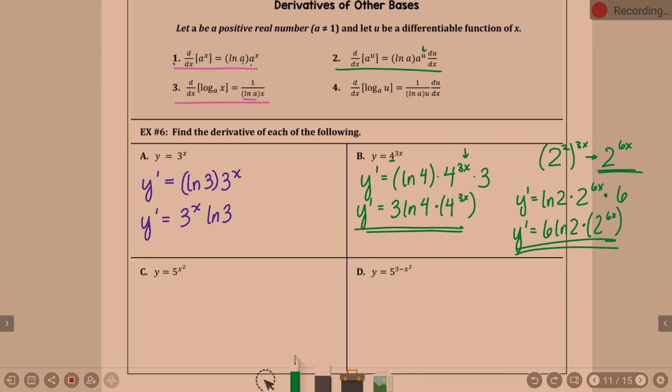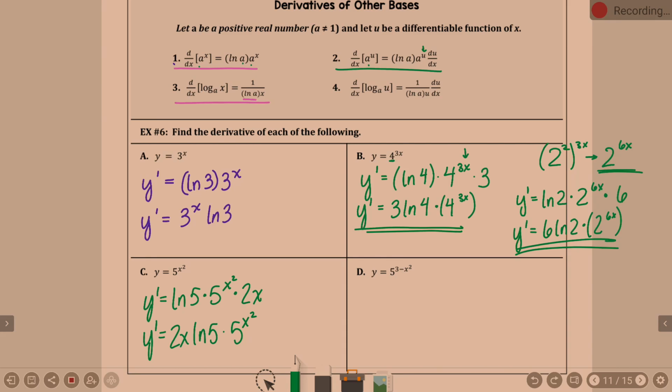y equals 5 to the x squared. Do we know better what we're doing now? This is a to some power, right? Natural log of a, so natural log of 5 times 5 to the x squared, keeping that 5 to that power, times the derivative of x squared, which is 2x. Okay? So, where did my x go? So it'd be 2x natural log 5 times 5 to the x squared. I probably would. Honestly, this one might even be best left as is. There's not a great way to rewrite it.